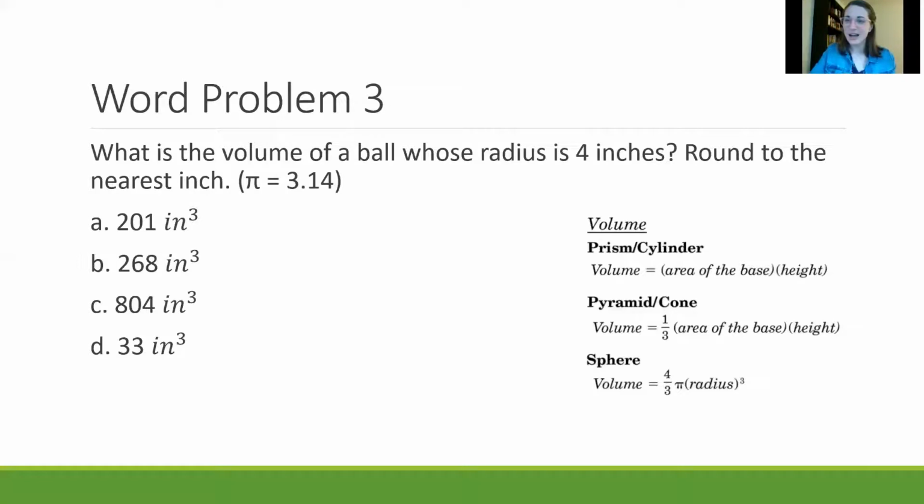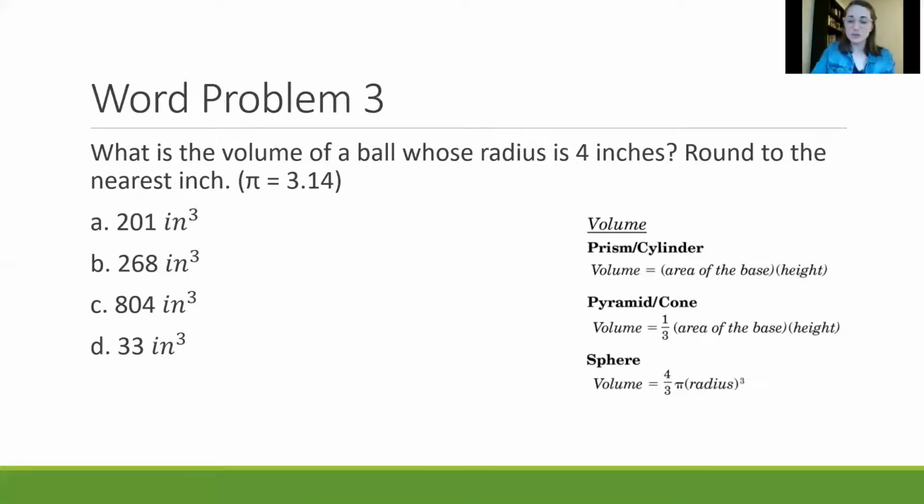Here's the section of the HiSET formula sheet that has to do with volume. And you can see it shows volume for a prism or a cylinder, a pyramid or a cone, or a sphere. So I need to figure out here what I need. It says a volume of a ball. Well, a ball, in geometry terms, is going to be a sphere.